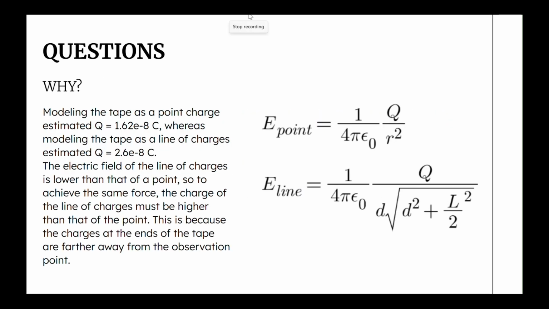Why do different models result in different charges? The electric field of the line of charges is lower than that of a point because the ends of the tape are farther away from the observation point. Because of this, the charge of the line must be higher to equal the same amount of force from gravity.